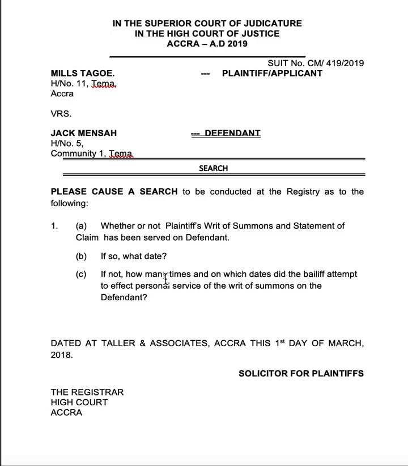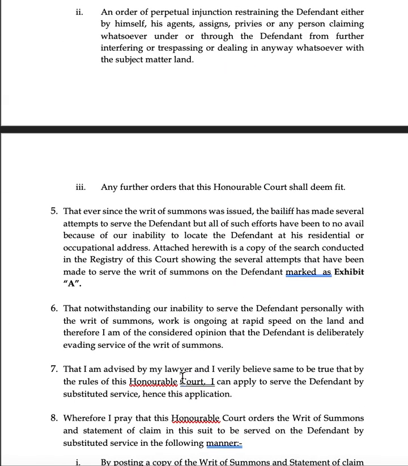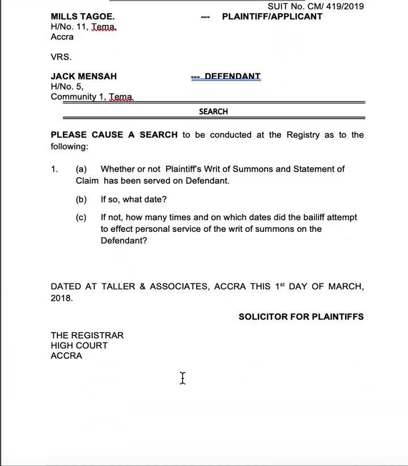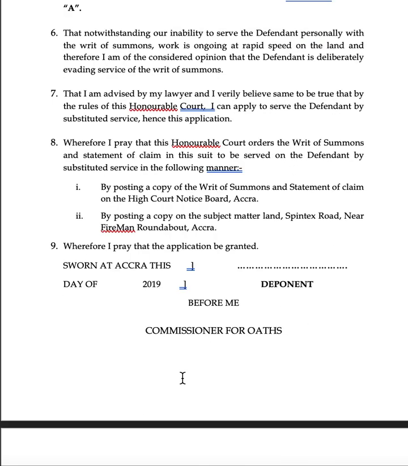Then if not, how many times and on which dates did the bailiff attempt to effect personal service on the writ of summons? So then they will now write maybe on the 1st of January, 10th of January, 21st, 30th. So to show that at least 3 attempts have been made to effect personal service. So this is a search that you are attaching to paragraph 5 of your affidavit. Remember paragraph 5. So this is a search.